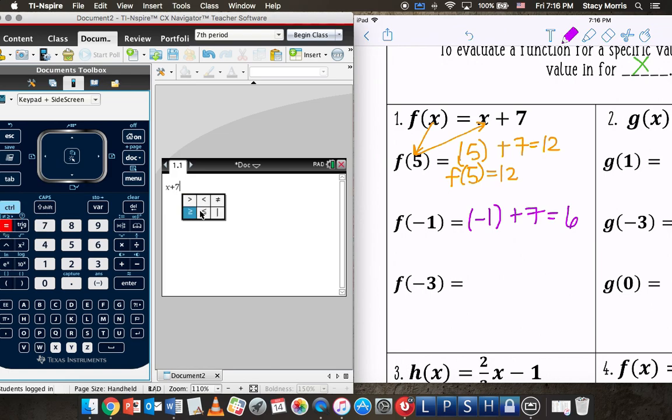Control equals, and then my vertical bar. And this time I'm doing that for when x equals -1, because that right there is my x. So I'm going to say when x equals -1, enter.